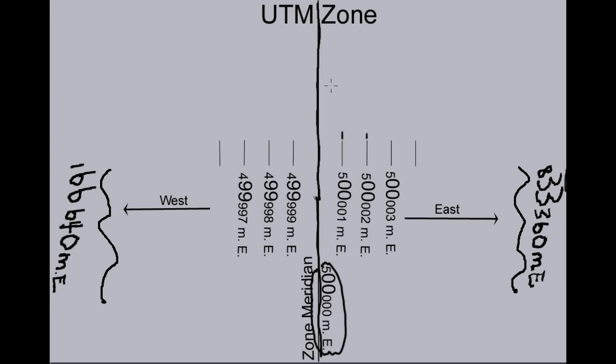833,360 meters east. On the other hand, as you go west of the zone meridian, the eastings decrease meter by meter. As you go 1 meter west, for instance, here, 1 meter west of the zone meridian, the easting is 499,999 meters east. 2 meters west of the zone meridian is 499,998 meters east. All the way out here to the western boundary of the zone, where the easting is 166,640 meters east. One thing that I'd like for you to notice about eastings is eastings always increase as you go east in the zone. So you start on the west end of the zone, and as you go east, the eastings are always increasing.